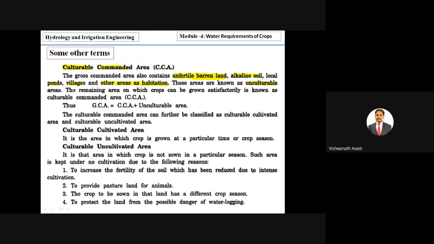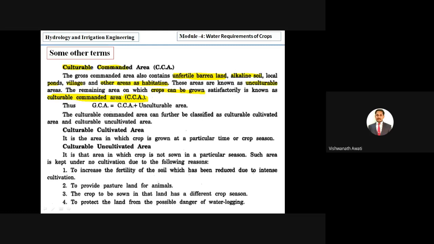So after this, from the gross commanded area, if you remove unculturable area, then you will get the remaining area on which crops can be grown. This word is very important. Where crops can be grown satisfactorily is known as culturable commanded area. We should not be too happy with the gross command area, right? Why? Because that even includes villages or roads.